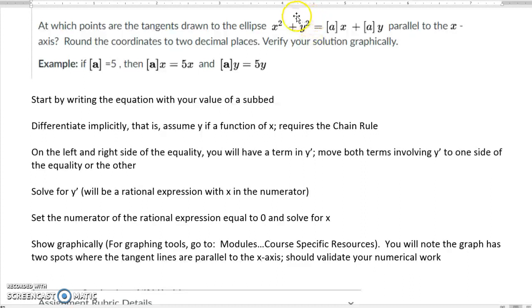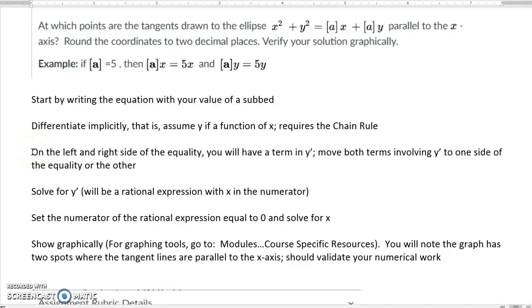So just as a little hint here, when you differentiate this term, you should have 2y times y prime. And you'll also have another situation here where you're going to have another y prime. So the first two steps will get you to the point where you have taken the derivative implicitly.